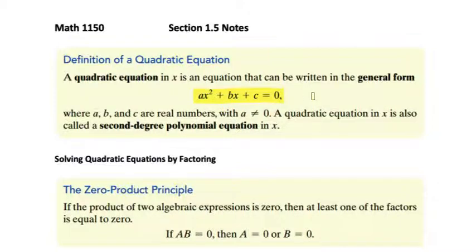This is also called a second degree polynomial equation, and that should make sense to you because it's a polynomial, and it is second degree because the highest exponent is 2. So in this section, we're going to look at several ways of solving quadratic equations. The first method that we're going to see is factoring, and we talked about how to factor earlier. Now we're going to use factoring to solve these equations.